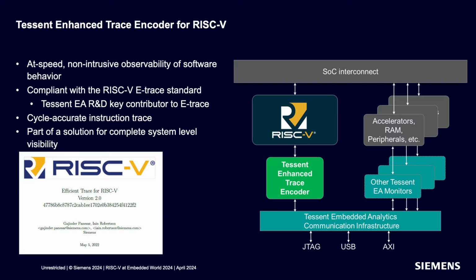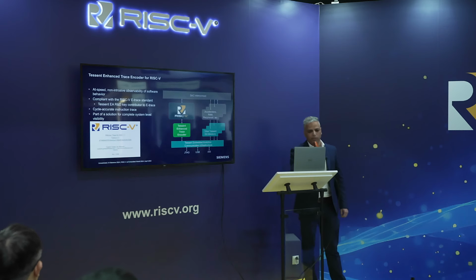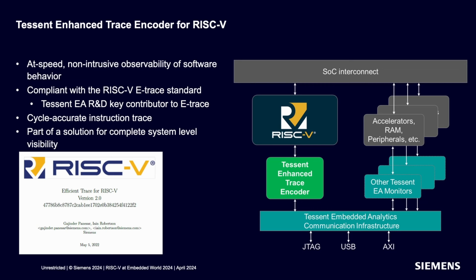In terms of the RISC-V enhanced trace encoder, we do have support for RISC-V cores if you want to trace. In fact, it was Siemens who donated the initial specification for the efficient trace standard for RISC-V, which was later refined and ratified by RISC-V International. One of the key features of the Tessent enhanced trace encoder is the cycle accurate instruction trace, and this allows you to know exactly on what clock a particular instruction was executed. That way you can look at the optimization side of your software.